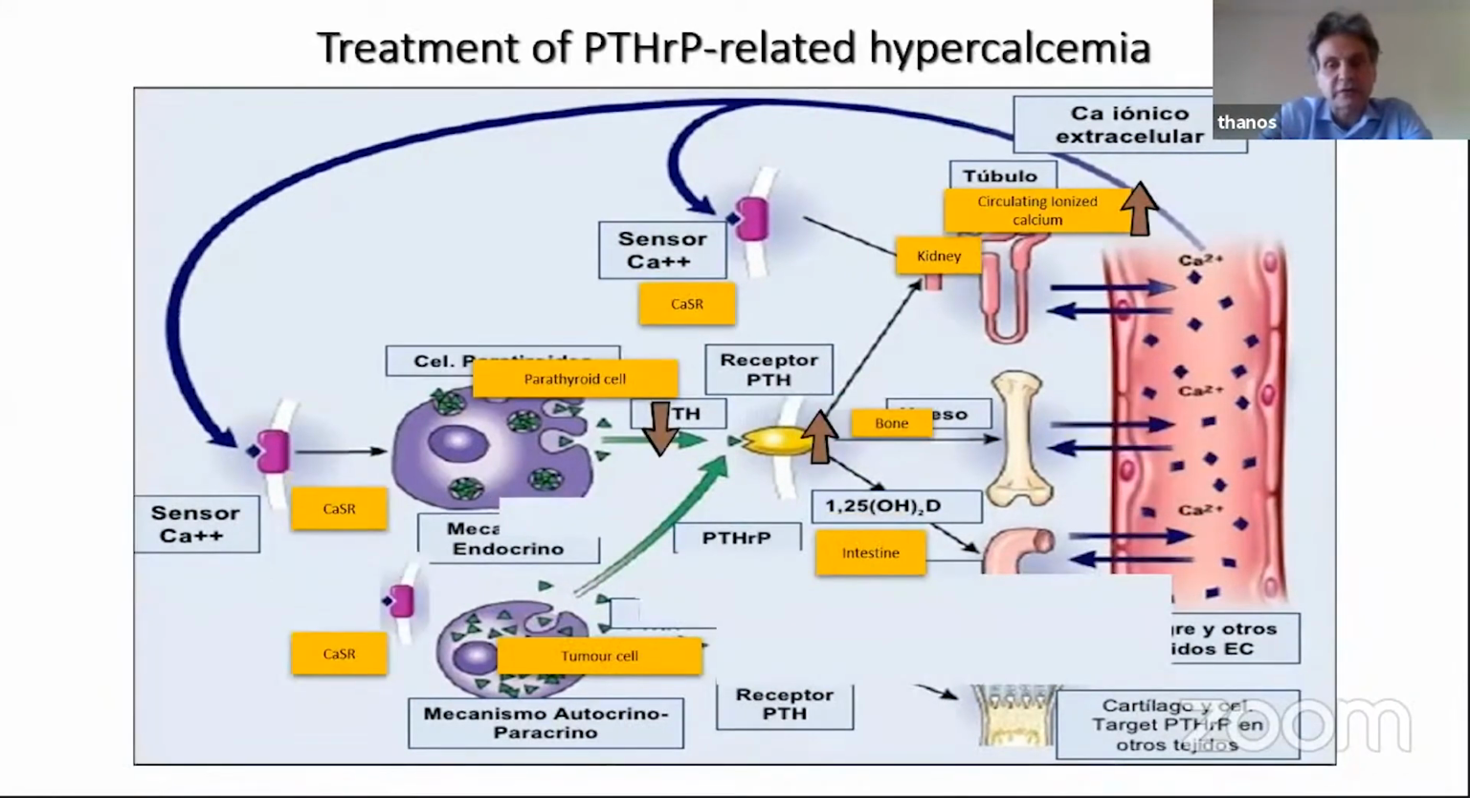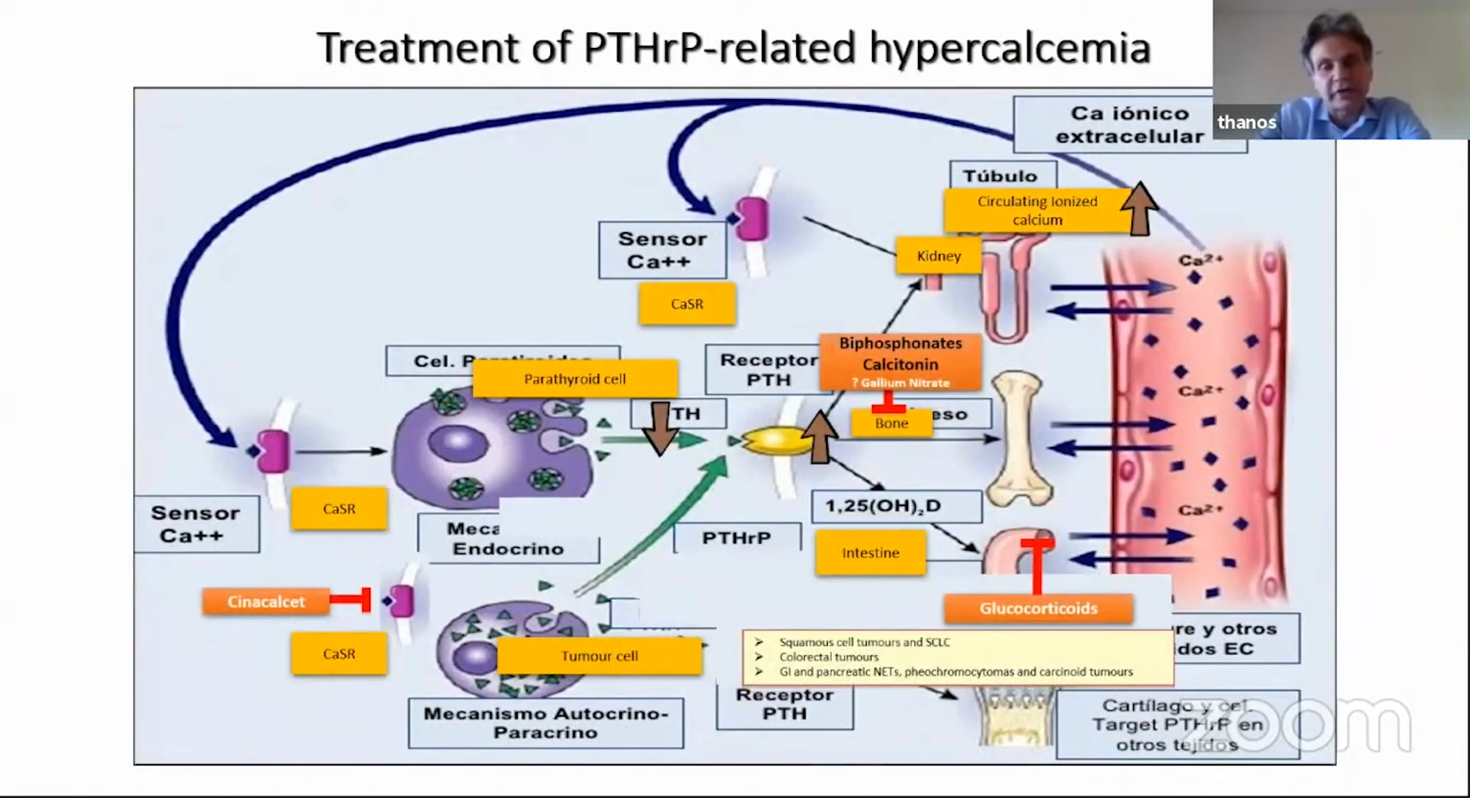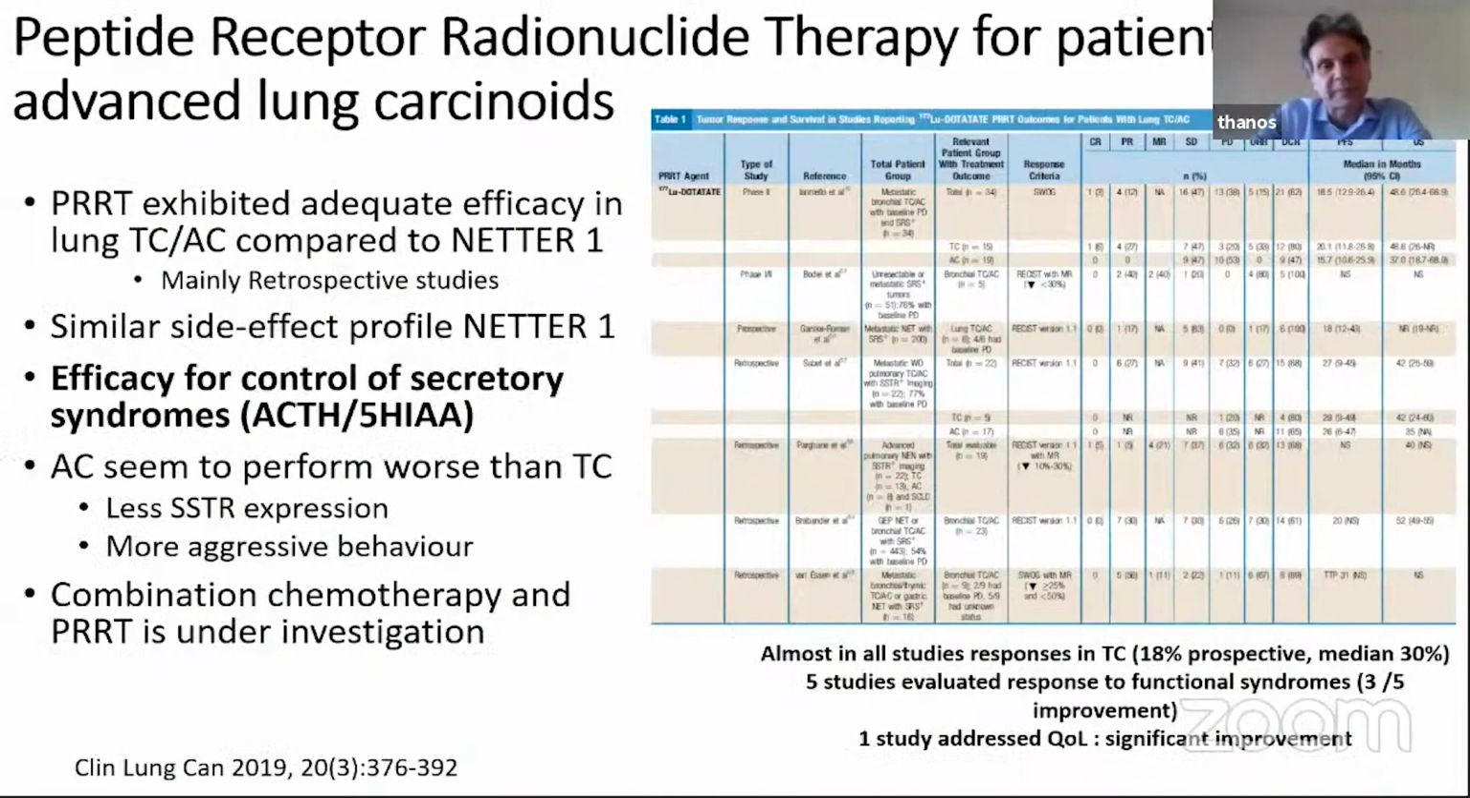And this is the treatment that we're currently using. We try and reduce the tumor bulk, and then we give bisphosphonates, glucocorticoids, and calcimimetics as well in order to try and reduce the calcium. And we have seen a few patients that have responded to this kind of treatment. Thus, this slide is to show you that PRRT is quite efficacious even in patients with lung carcinoid tumors, particularly the ones that have a secretory component. In these studies, PRRT was used in patients with a secretory component, and it was quite efficacious in controlling the syndrome.